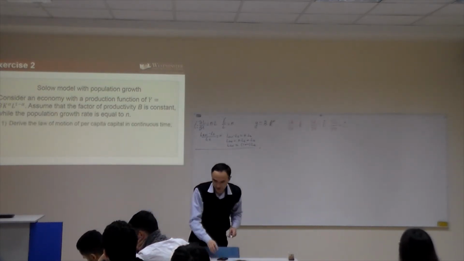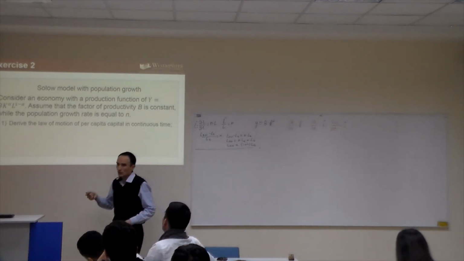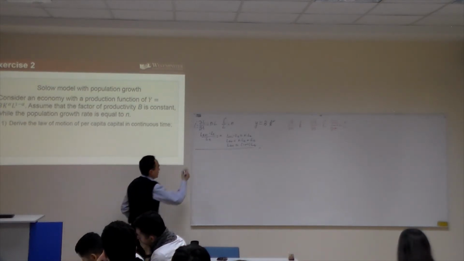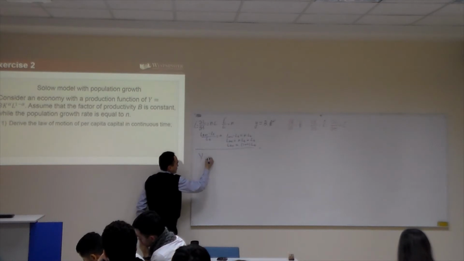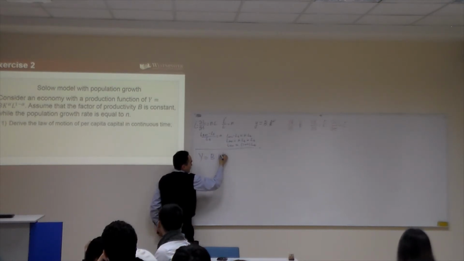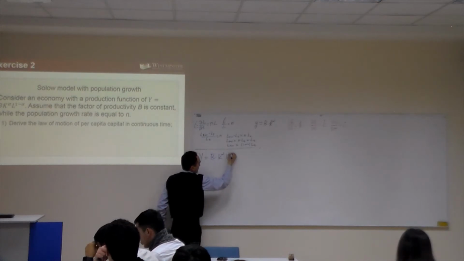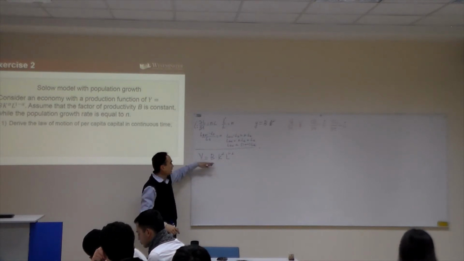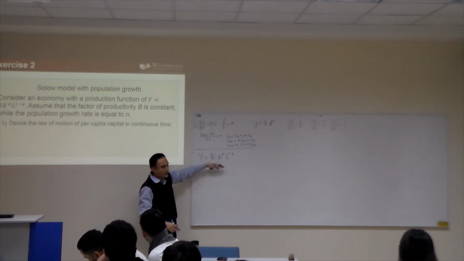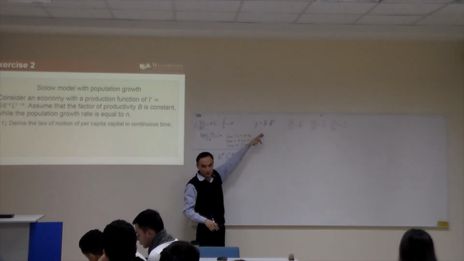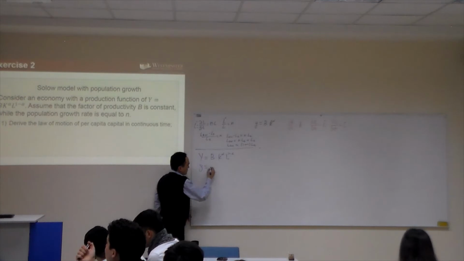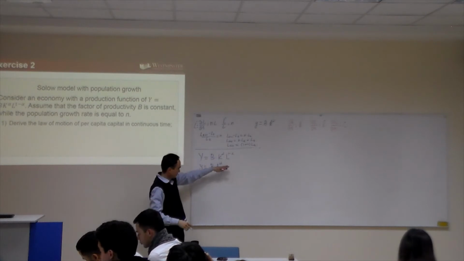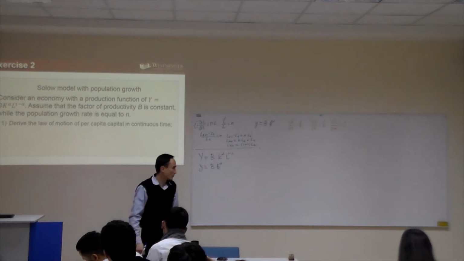Number one, now we have to again derive the law of motion of per capita capital when population is growing. As we did previously, our aggregate output is equal to technology times capital to the power of alpha times labor to the power of 1 minus alpha. We have to turn it into per capita terms. If we divide both sides by labor, we will get that our per capita output is equal to technology times per capita capital to the power of alpha. We did it previously, right? It is equal to this one.